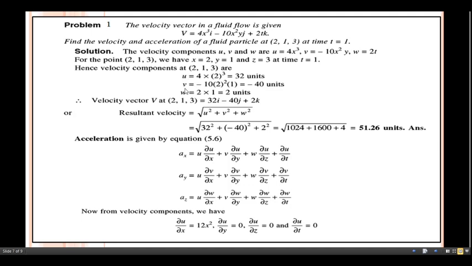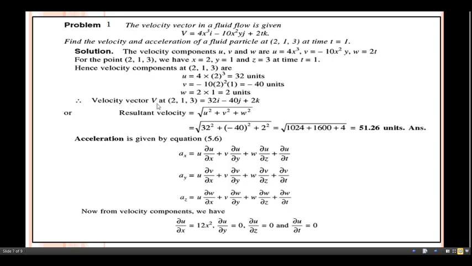Similarly, get the velocity along the y direction. For that we have v equals minus 10x square y. We have the value of x and the value of y. Just substitute the value of x, and then the value of y. Similarly, substitute the value of t, and get the values for u, v and w.